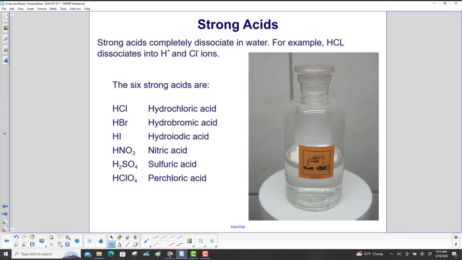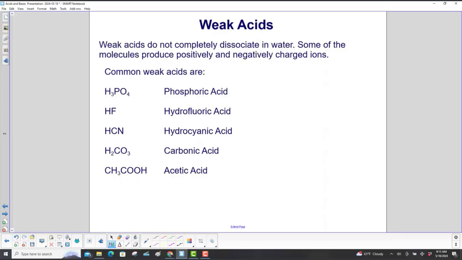Strong acids completely dissociate in water. For example, hydrochloric acid dissociates into H+ and Cl- ions. So the strong acids are hydrochloric acid, hydrobromic acid, hydroiodic acid, nitric acid, sulfuric acid, and perchloric acid. Weak acids do not completely dissociate in water. Some of the molecules produce positively and negatively charged ions. And here are your common weak acids: phosphoric acid, hydrofluoric, hydrocyanic, carbonic, and acetic acid.